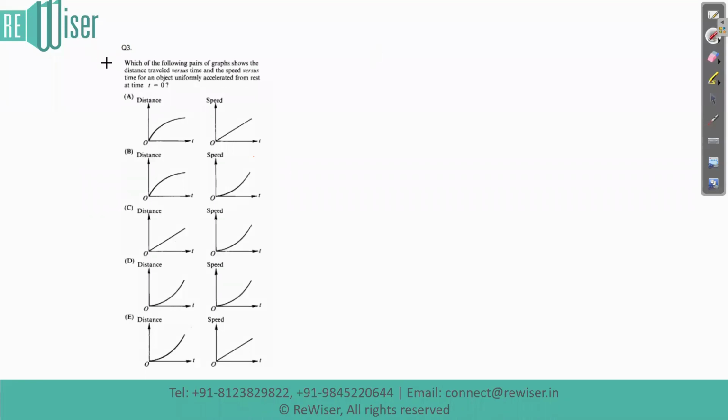Hello, as you can see in this question, it is asked which of the following pairs of the graphs shown shows the distance traveled versus time and speed versus time for an object uniformly accelerated from rest at time t equal to 0. Now let us remember the s versus t graph and v versus t graph. Okay, so this is distance versus time, this is speed versus time.